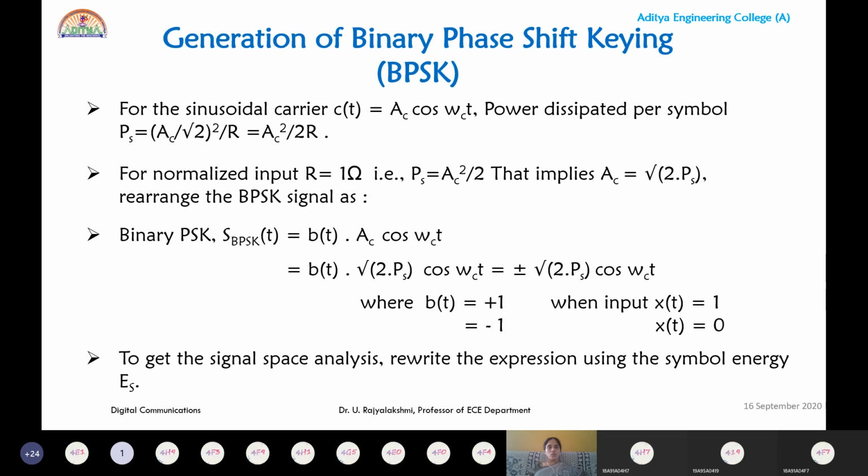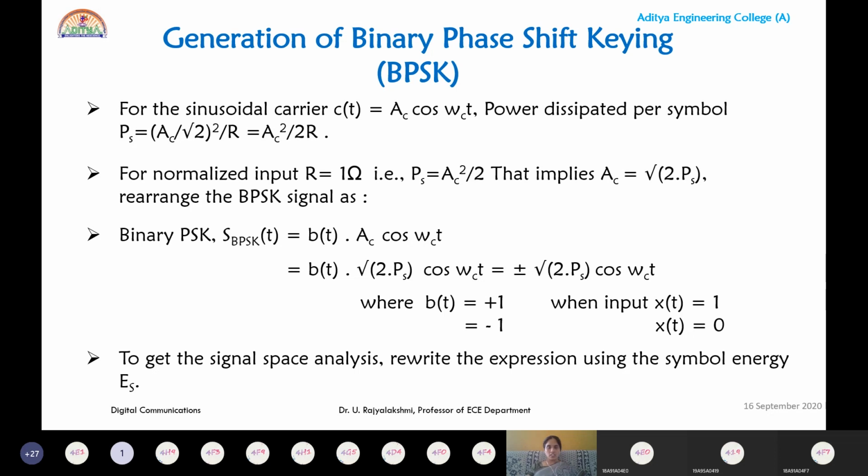You can replace Ac with root 2 Ps. This is all to get the Euclidean distance, and to represent the expression in terms of one-bit energy carrier. So the BPSK signal is b(t) into Ac cos omega ct, which you can write as b(t) into root 2 Ps into cos omega ct. So we can also rewrite the expression for the BPSK signal as plus or minus root 2 Ps into cos omega ct.